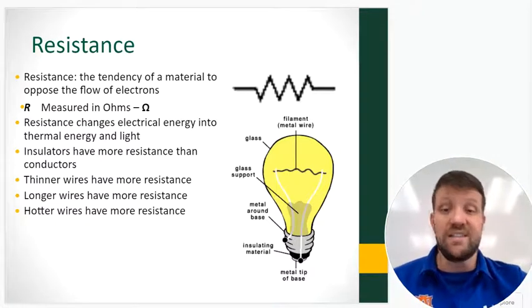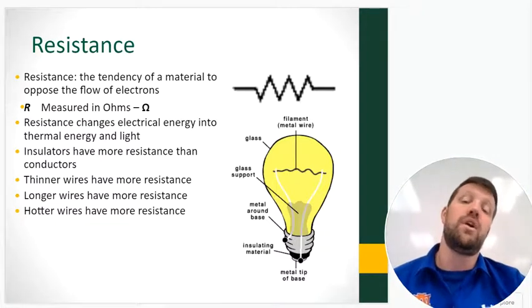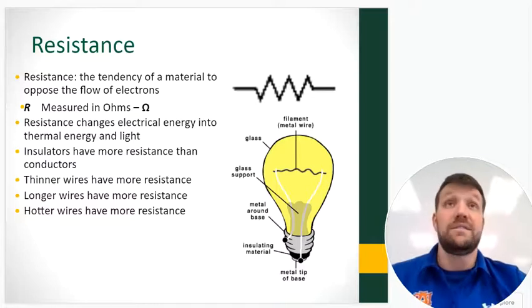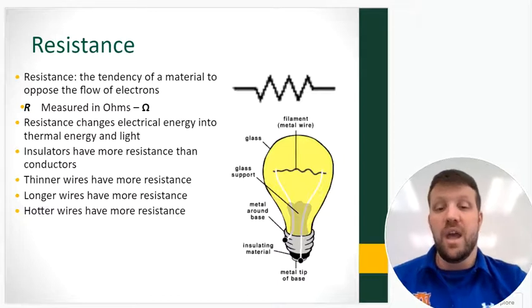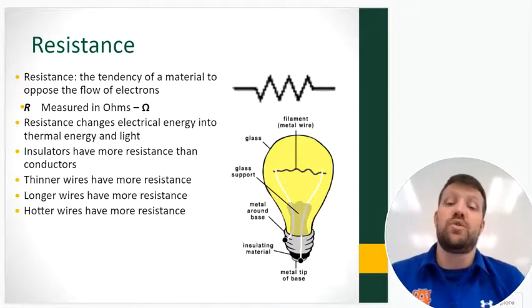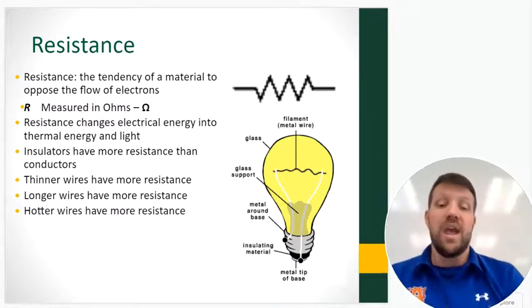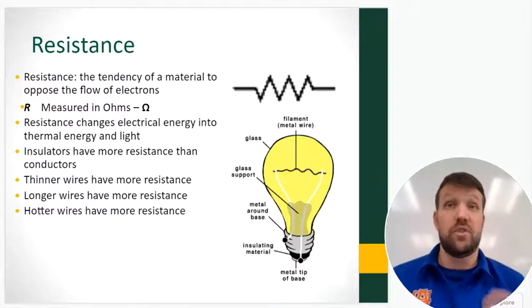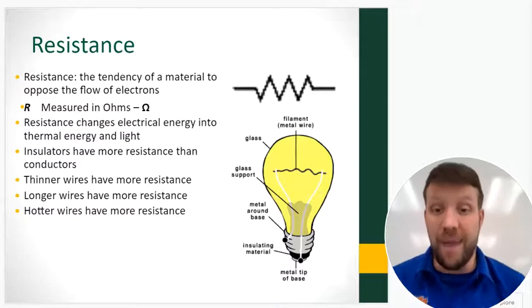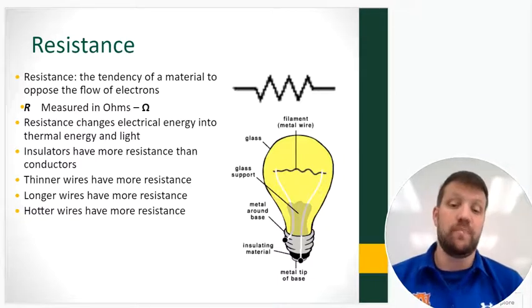So resistance is the tendency of a material to oppose the flow of electrons. And that is also to say to use that flow of electrons as they get there. It changes electrical energy into thermal energy and light. And insulators have more resistance than conductors because they insulate, and so they don't really allow flow; they have a high amount of resistance associated with them.